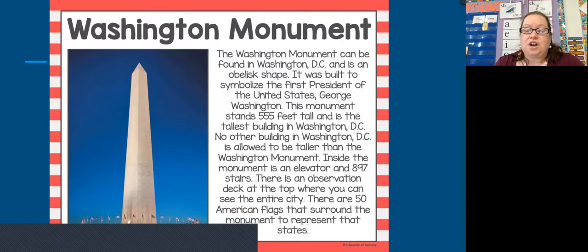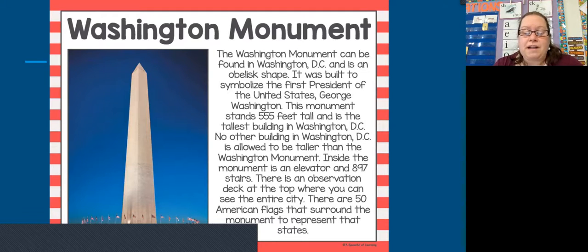However, it's the tallest obelisk shaped building in the whole world. No other building in Washington, D.C. is allowed to be taller than the Washington Monument. Inside, it has an elevator and almost 900 stairs, and you can go all the way to the top and you can see the entire city of Washington, D.C.